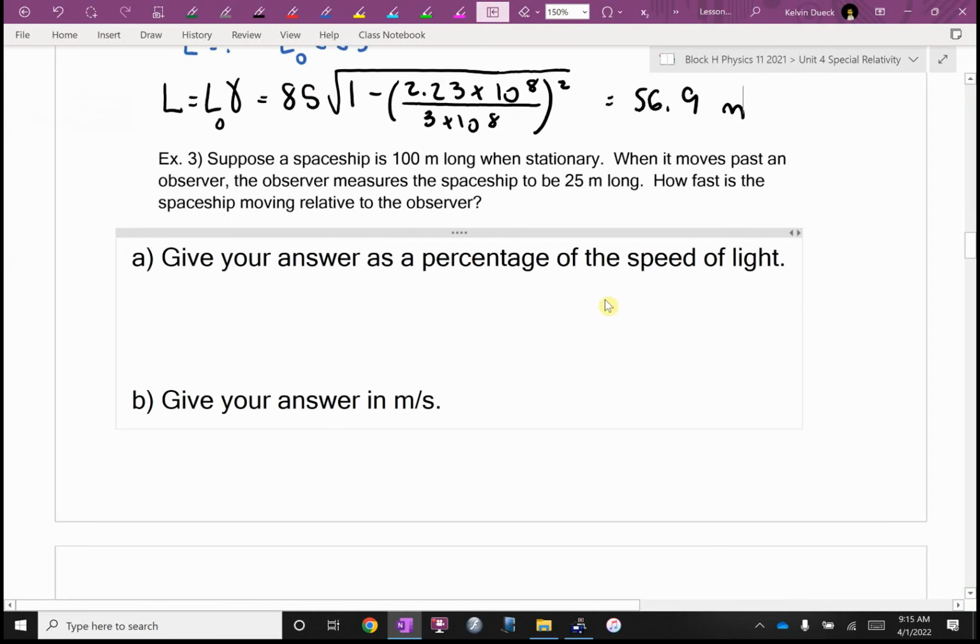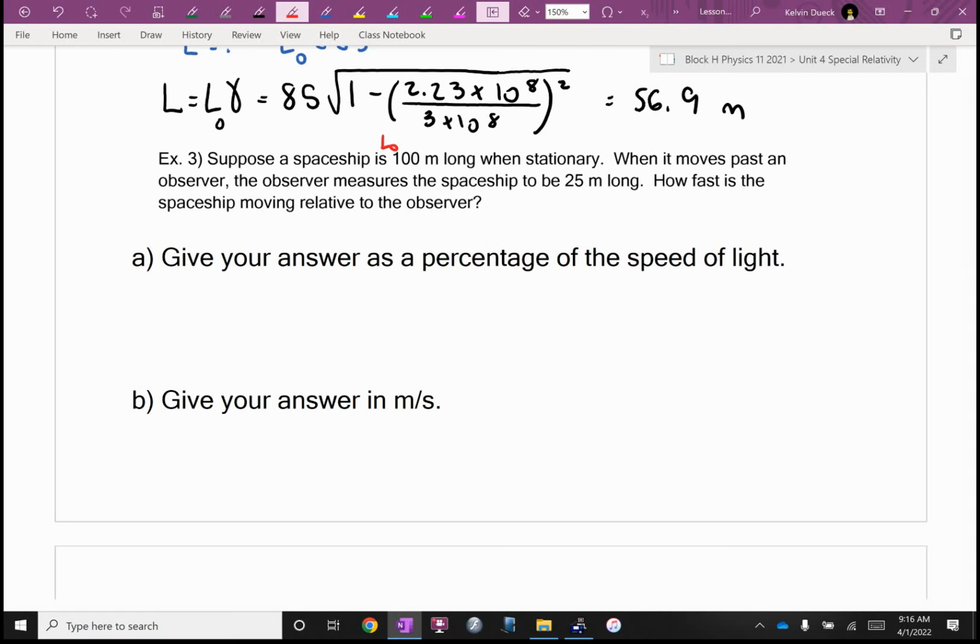Example 3. I added a part A and a part B. I should have included it in your notes. You can just write it as we go, but read along with me. It says this. Suppose a spaceship is 100 meters long when stationary. That must mean L0, the original length at rest. When it moves past an observer, the observer measures the spaceship to be 25 meters long. That must be plain old L. How fast is the spaceship moving relative to the observer?